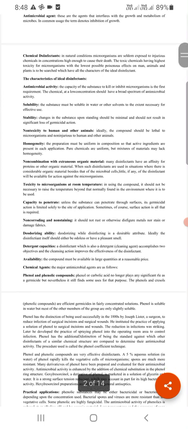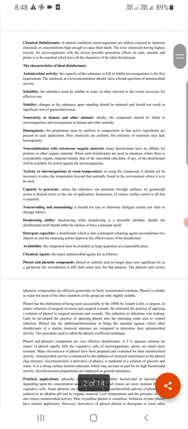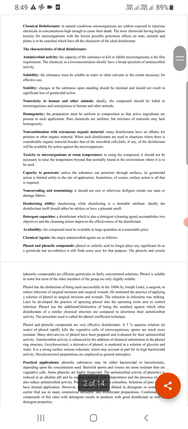Then the next important point is the capacity to penetrate. The chemical that is used as a disinfectant should have penetration power, as its germicidal action is limited solely to the site of application. Sometimes surface action is all that is required. Unless the substance penetrates the surface, its germicidal action is limited solely to the site of application.